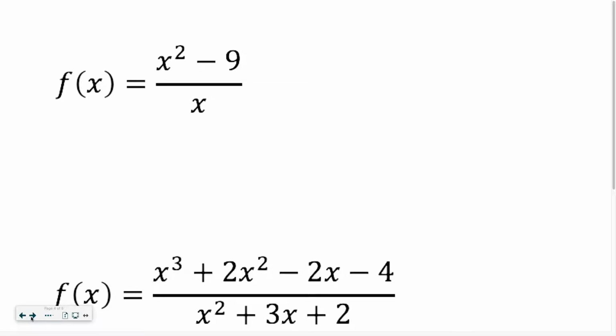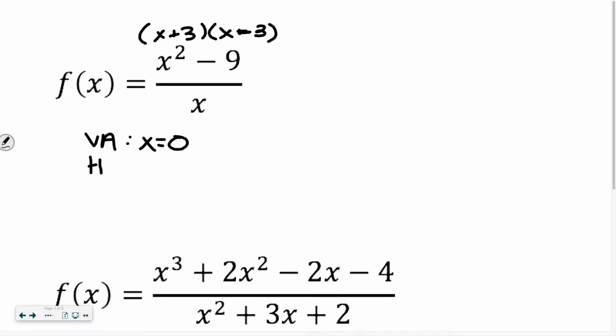Okay. We'll start with f of x equals x squared minus 9 over x. If I were doing this problem today, I would factor everything first, difference of perfect squares. Nothing cancels, so there is no hole. I could do my vertical asymptote, set my denominator equal to 0. There's 1 at the y-axis, x equals 0. For the horizontal asymptote, the degree of the numerator is 1 more than the degree of the denominator. It does not exist. Okay.